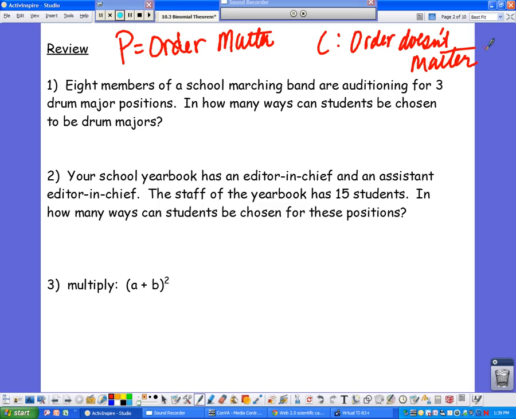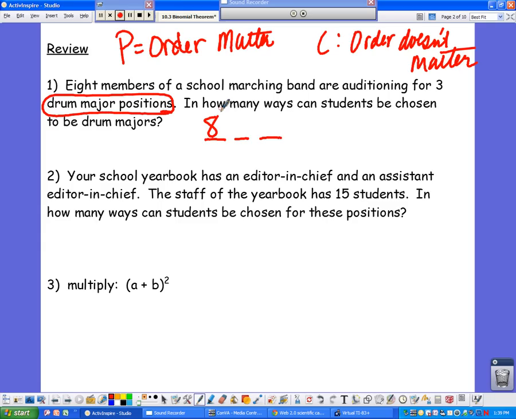Okay, so in number 8, it says 8 members of a school marching band are auditioning for 3 drum major positions. In how many ways can the students be chosen to be a drum major? And you've got to look, the first question you've got to ask is, are we putting people in specific positions? And the answer to this one is no. This is plural, so that's going to be your first clue. We're just putting them in 3 positions. We have 8 people, but we're going to put them in 3 positions. So we have 3 positions to fill.